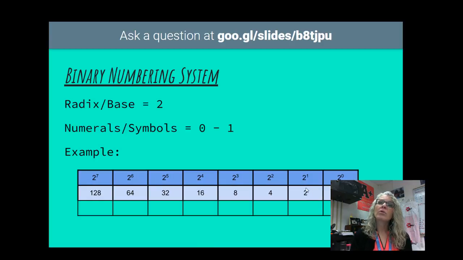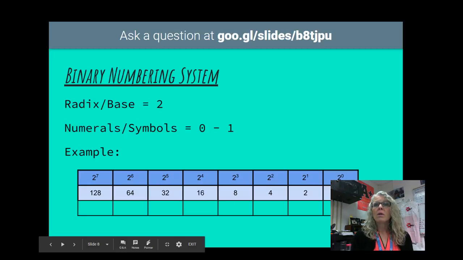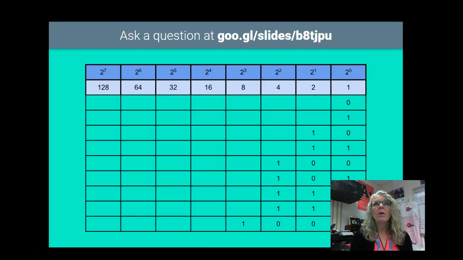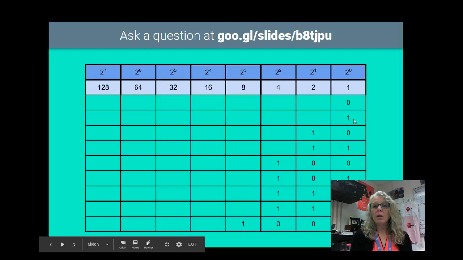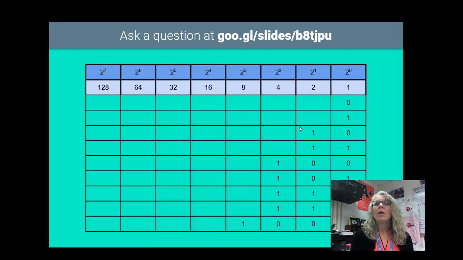2 to the 0 is 1, 2 to the first is 2, 2 squared is 4, 2 cubed is 8, and so on. And so these are the values of an 8-bit binary number. So when we count in binary, this moving over to the next column happens very rapidly because we only have 2 symbols, or 2 numerals, available to us. So we have 0 and 1 in the first column, and that's it. Now we have to move over. Now we have a 1 in the second column, and we have 0 and 1, and that's it. We have to move over. So this happens very rapidly.